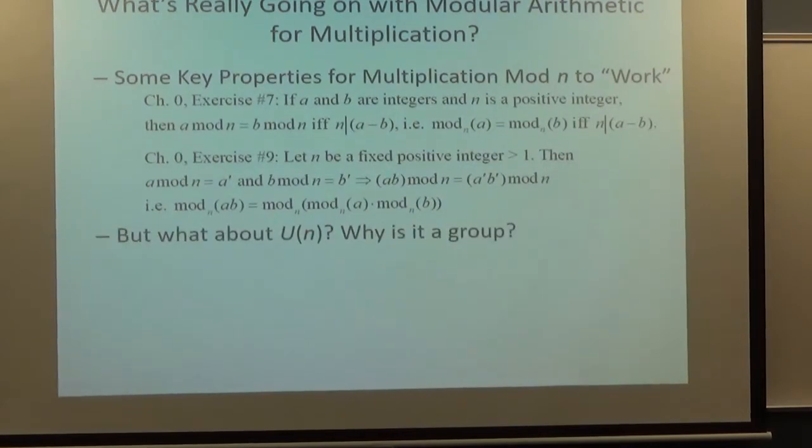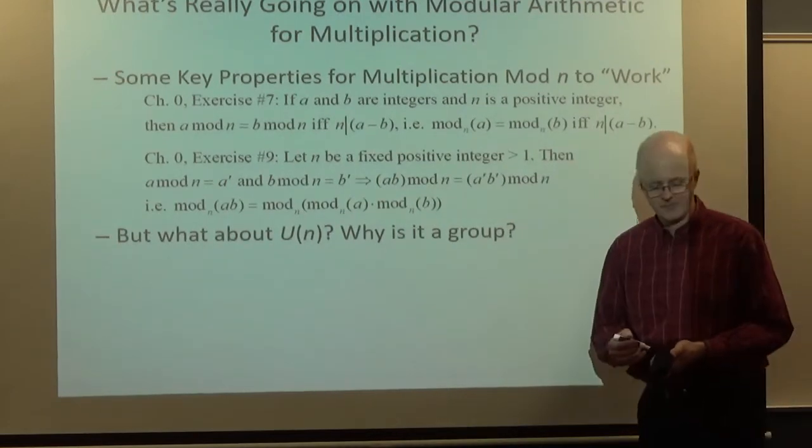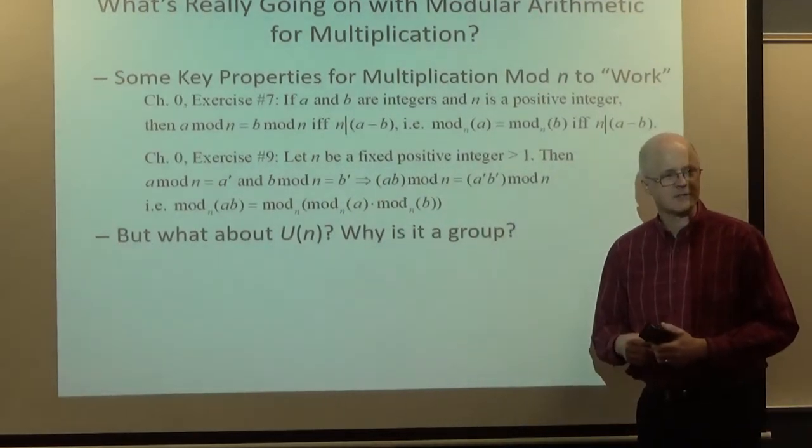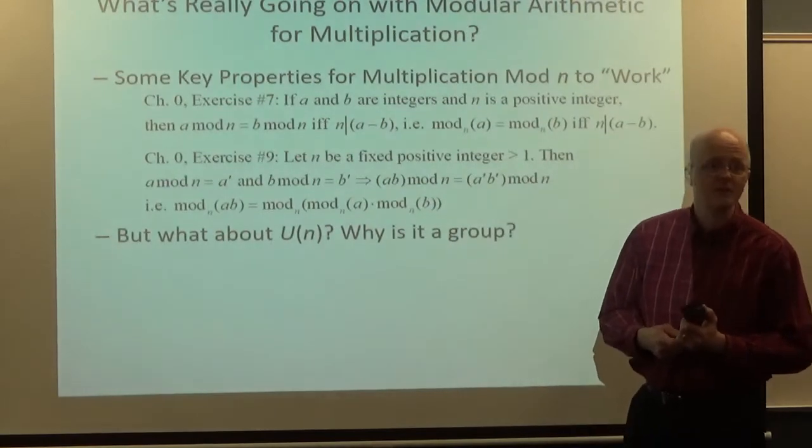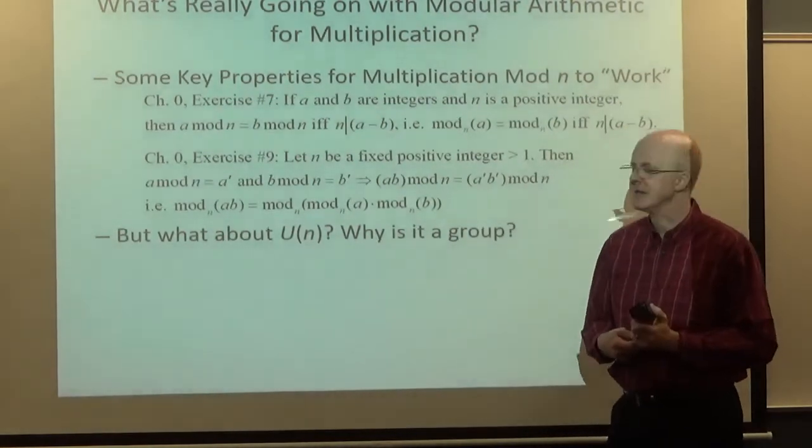But what about U_n? Remember what U_n is called? It's called the group of units modulo n. You might wonder why they're called units. We won't really see why they're called units until a month and a half from now, chapter 12 or 13, I think.